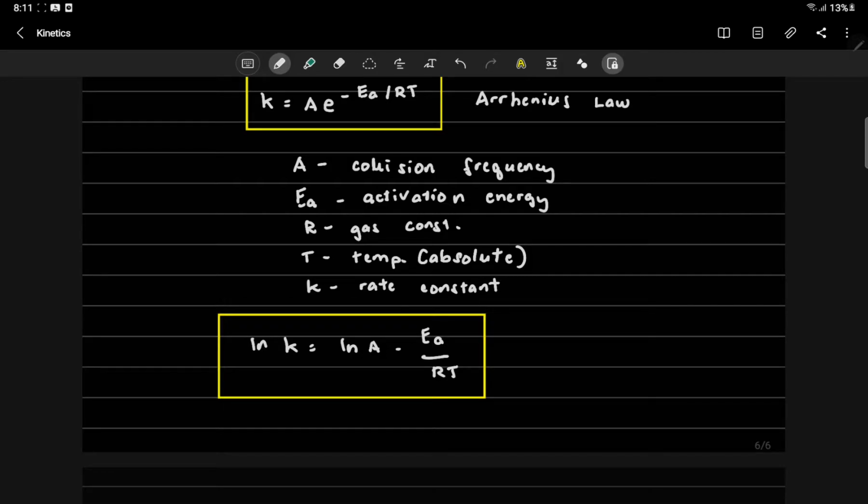So if we're going to make a plot of 1 over T versus ln of K, ang mangyayari dyan is that you will get a slope which will be equivalent to negative EA over R. And once we have determined that slope, we will be able to determine the activation energy. And ganun din naman yung sa ating y-intercept. So the y-intercept corresponds to ln of A.